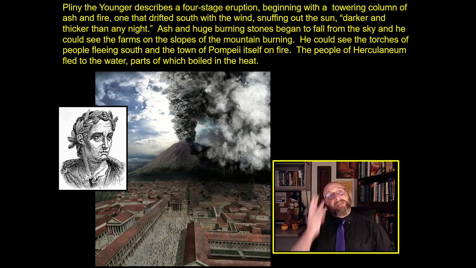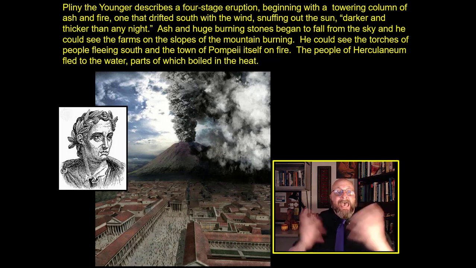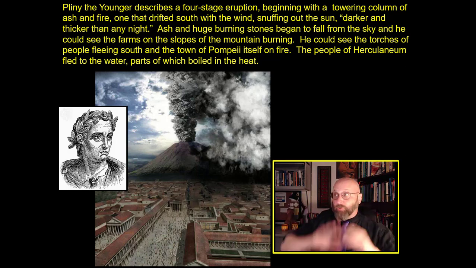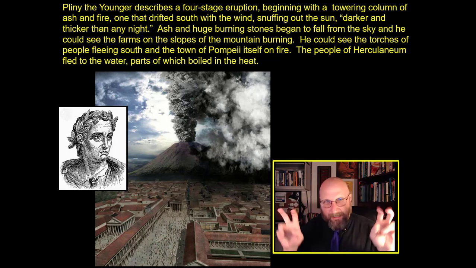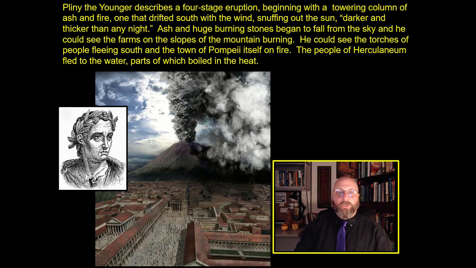Pliny the Younger describes a 4-stage eruption, and it begins with a towering column of ash and fire, one that drifts south with the wind. It snuffs out the sun, darker and thicker than any night. Pliny's words.